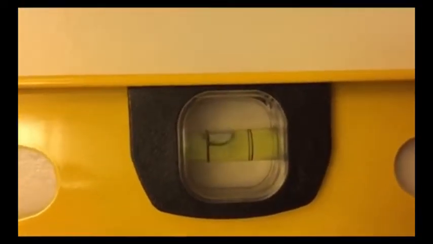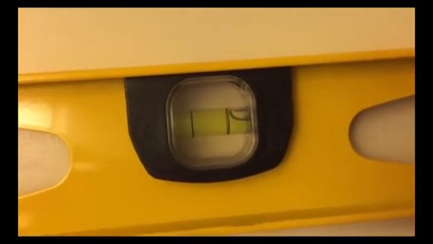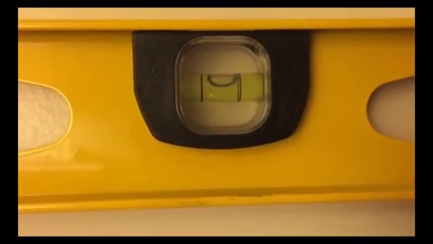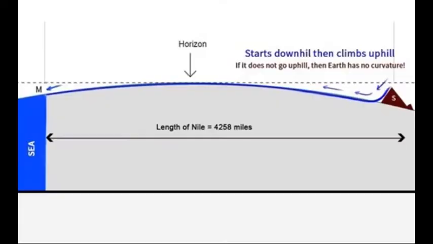A bubble level works on this principle. Gravity pulls the liquid down, forcing the bubble up to the highest point, allowing it to indicate when it is perpendicular to the force of gravity. How do they think it works? It boggles the mind. They also sometimes say that rivers would have to flow uphill.